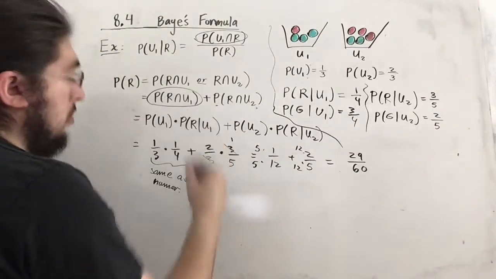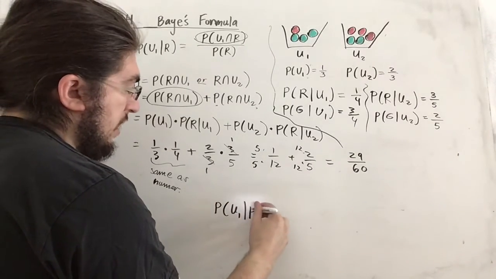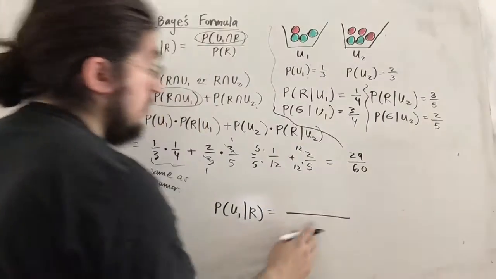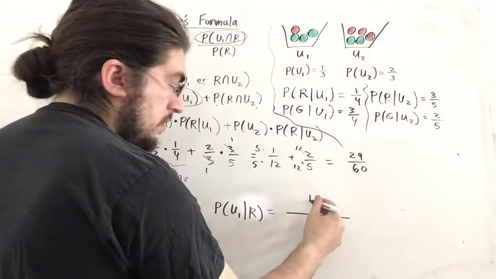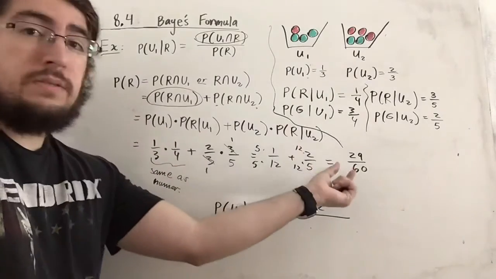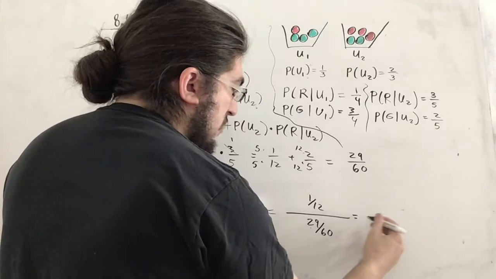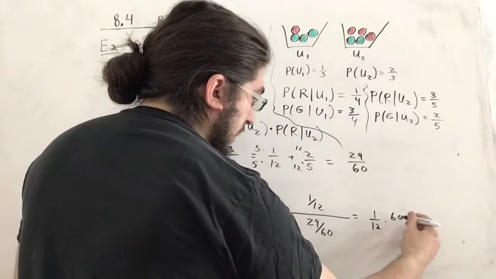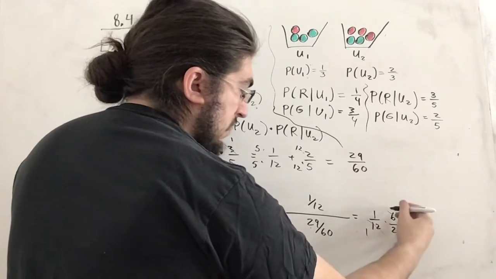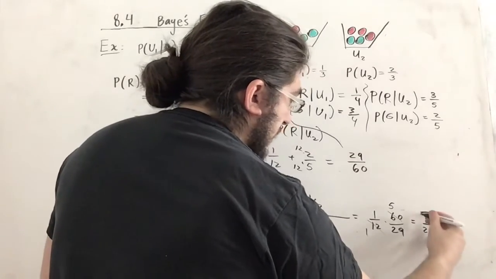So now that means in total, the probability that it's in urn 1, given that it's red, is equal to the numerator, which is just 1/12. All right, so far so good. Divided by the denominator, which simplified to this, 29 over 60. Now, of course, if you multiply the top by the reciprocal of the bottom, you get some cancellation. So 12 goes into 60 5 times, so our result is then 5 over 29.